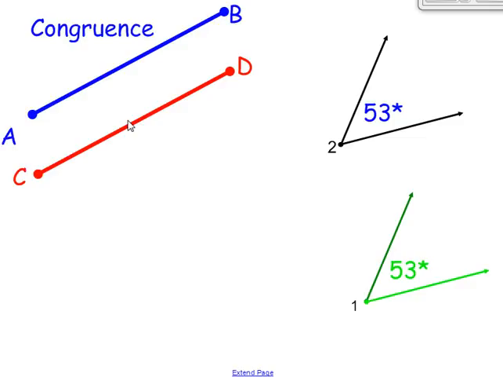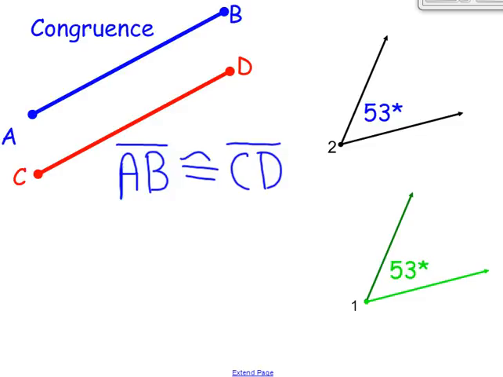And let's look back at our notation from Chapter 1. In this case, to annotate that segment AB is congruent to segment CD, I would simply write AB, line segment AB, I put a little line over it because it's a line segment, is congruent, remember the equal sign with a squiggle over it, to line segment CD, which also gets a line over the top of it. And what that means is that the length of line segment AB, written AB, is equal to the length of line segment CD, which is written CD. And the lengths of AB and CD are equal.